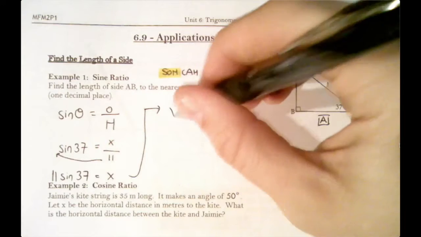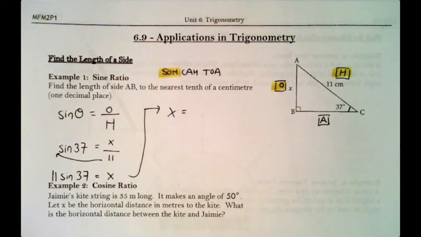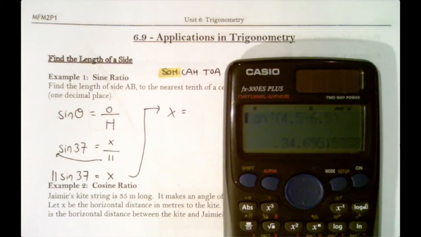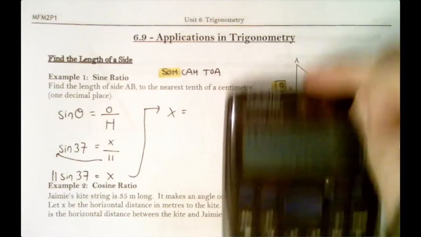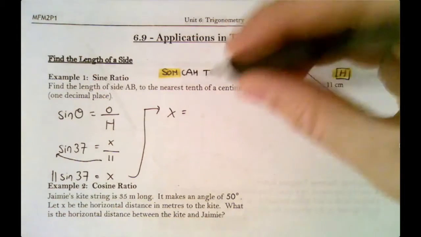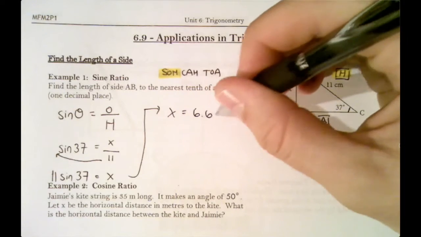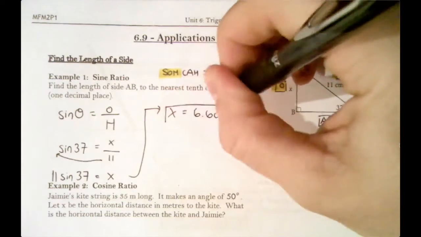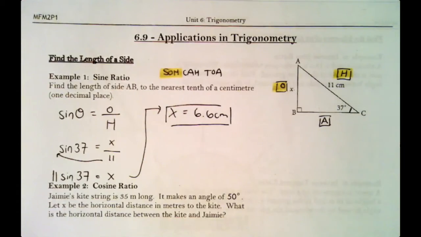So now we can just use our calculator to figure out what x is. x is 11 sine 37, and we get 6.6. It says 1 decimal place, so there we go, 6.6, and we're in centimeters. So if you punched in 11 sine 37 and didn't get 6.6, reset your calculator or put it in degree mode, because you're probably in the wrong mode.